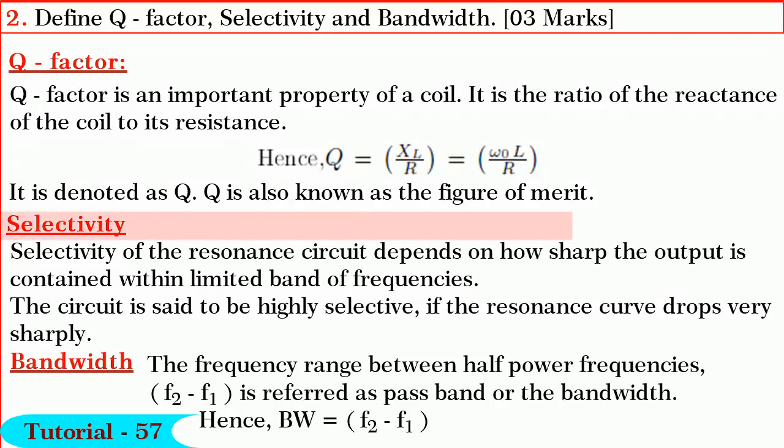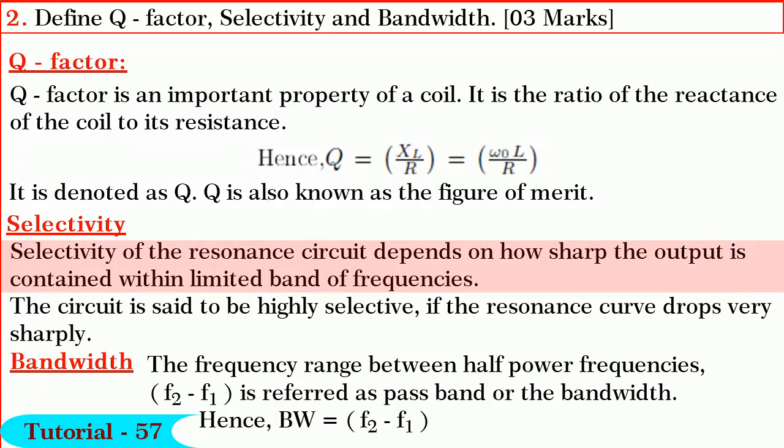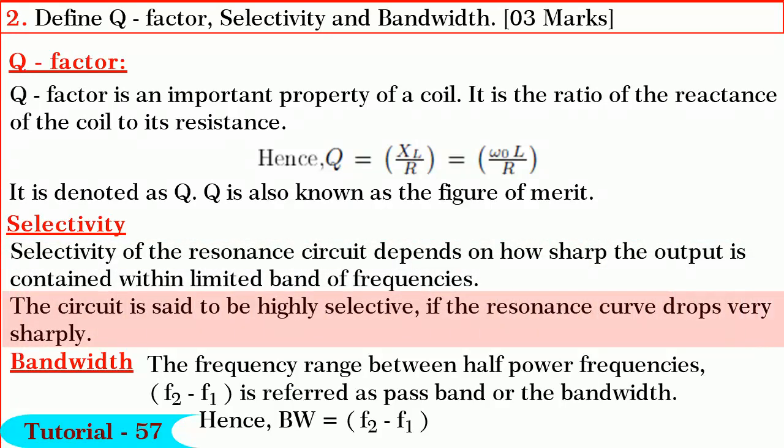Next, we shall define selectivity. Friends, selectivity of a resonance circuit depends on how sharp the output is contained within limited band of frequencies. The circuit is said to be highly selective if the resonance curve drops very sharply.